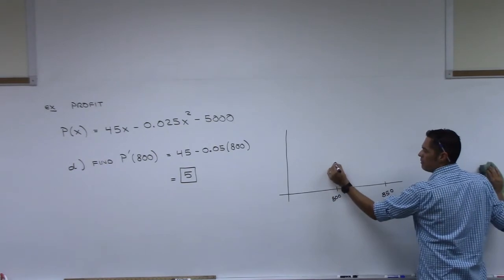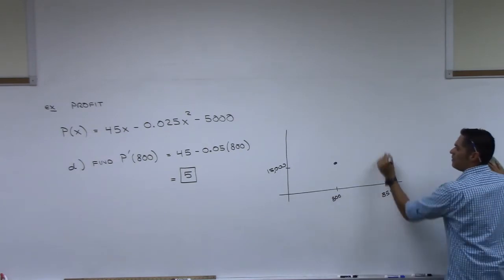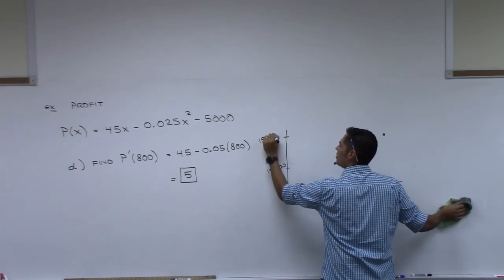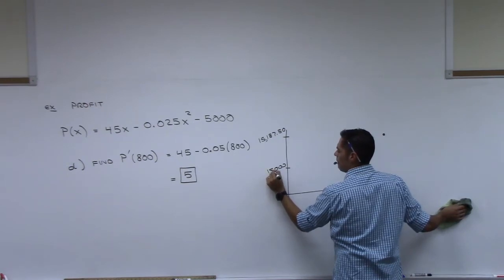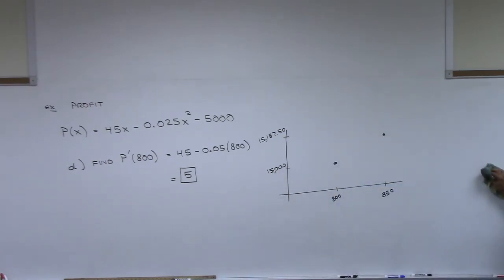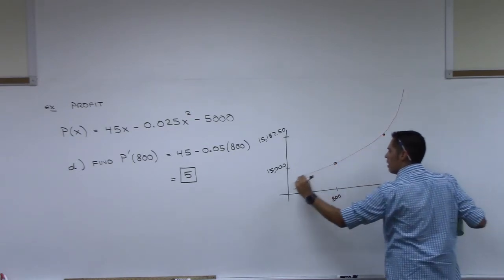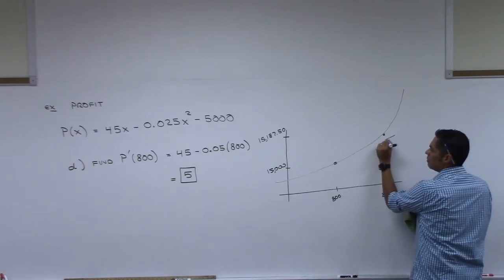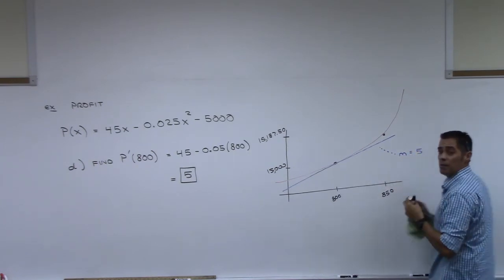Remember, at 800 we were at 15,000, right? And then at 850, I'm going to exaggerate this a little bit, we're up here at 15,187.5. Is that correct? Yes? All right. So I said we have a curve that goes through here. And we just found that the slope of the tangent line through that curve is what? What's the slope of this line right here? 5, right? That's what we found.